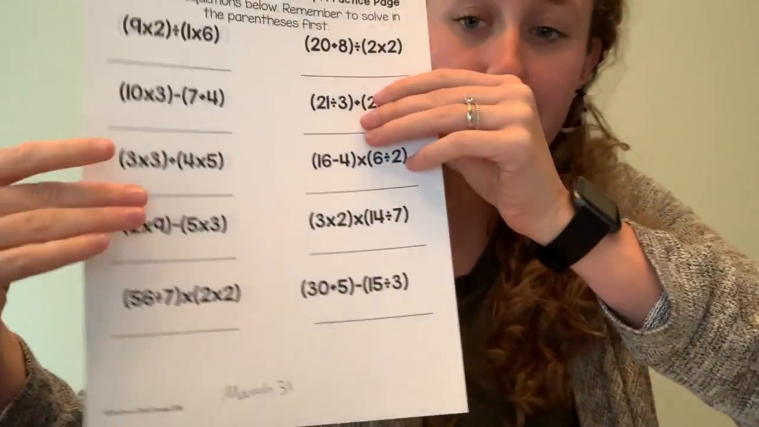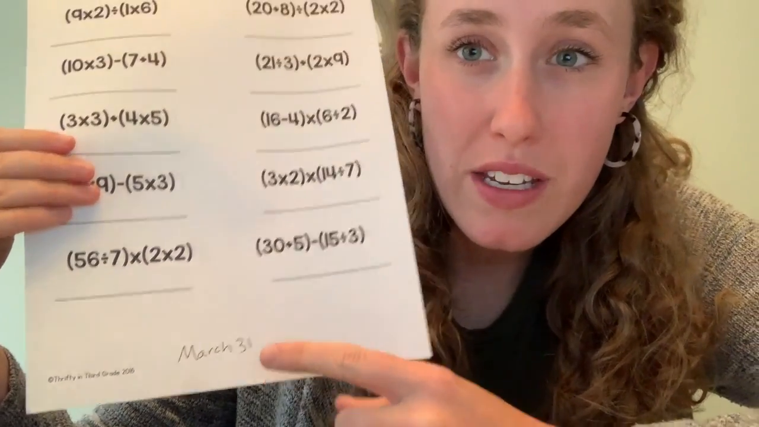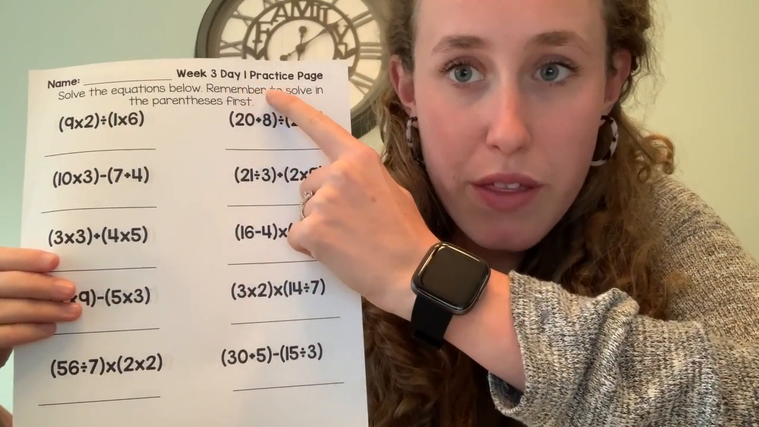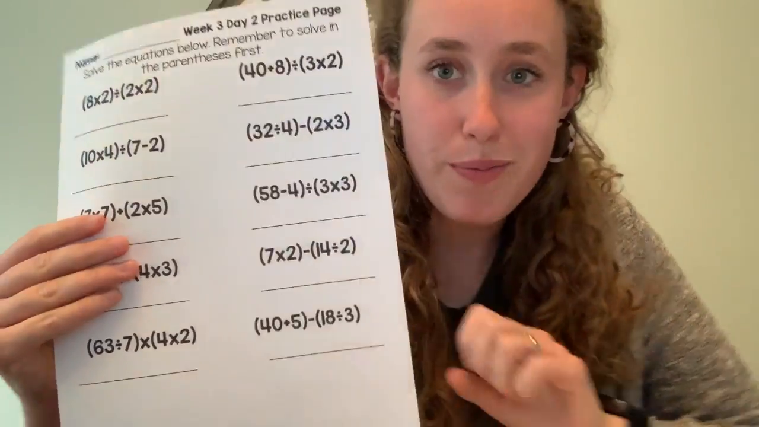Hey class! Today I'm going to be showing you how to do the assignment entitled Solving Three-Step Problems, and it is for the date of March 31st. You will need this paper before we get started. On the bottom it does say March 31st, so that's the one that you need. On the top it says week 3, day 1 practice page. On the back it says week 3, day 2 practice page.